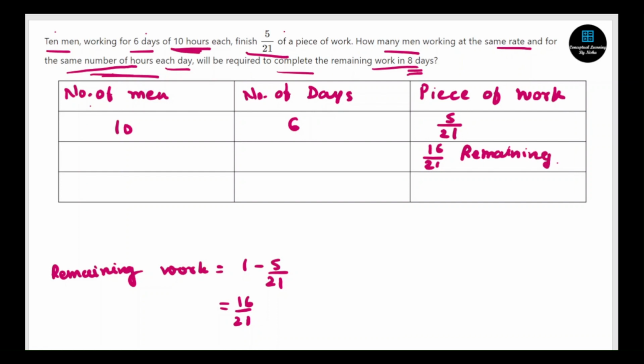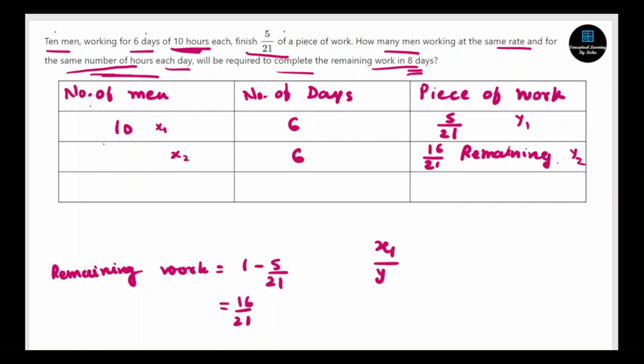Alright, now we'll find the remaining work for 6 days as of now, then we'll find for 8 days. Okay, now we'll find the number of men. It's a direct relationship, right? So this is my x1 and y1 and this is y2, so we have to find x2. So x1 upon y1 equals x2 upon y2.